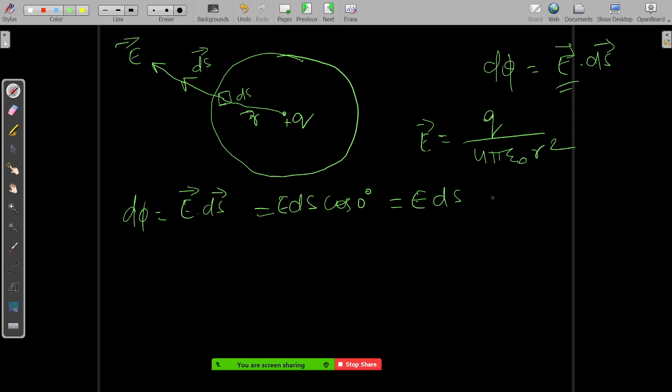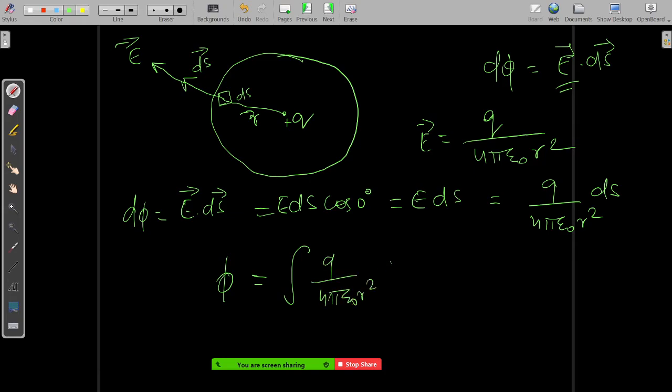In the sphere, what it becomes is Q by 4 pi epsilon naught r square into the small area ds. Now, if you want to find the total flux throughout this region, you just integrate it over the surface area ds. Since everything is constant here, you can simply take it out, because the electric field is not changing at the surface. And r is the radius of the spherical shell, which is constant, so you can take it like this.